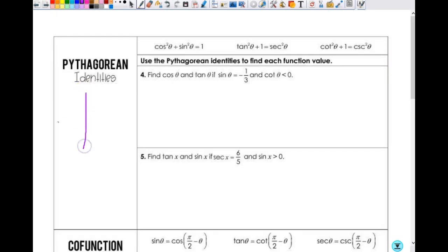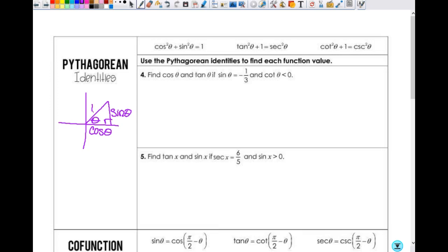Okay, so on your unit circle, if I draw a triangle, this is theta, right? So we pretend like the unit circle's on there somewhere. And I know that the x value is my cosine, right? And I know that my y value is my sine. And if it's the unit circle, the hypotenuse is 1, right?